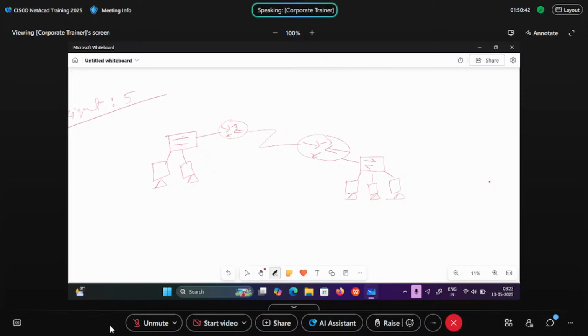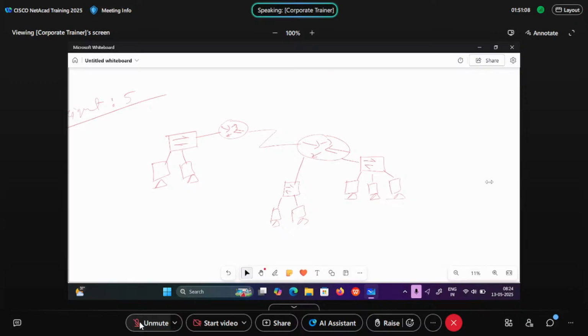So this is the question. We have two routers, and I have connected some switches. I'm just connecting a few more switches here. How many networks? 1, 2, 3, 4. Okay, let it be 4 networks.